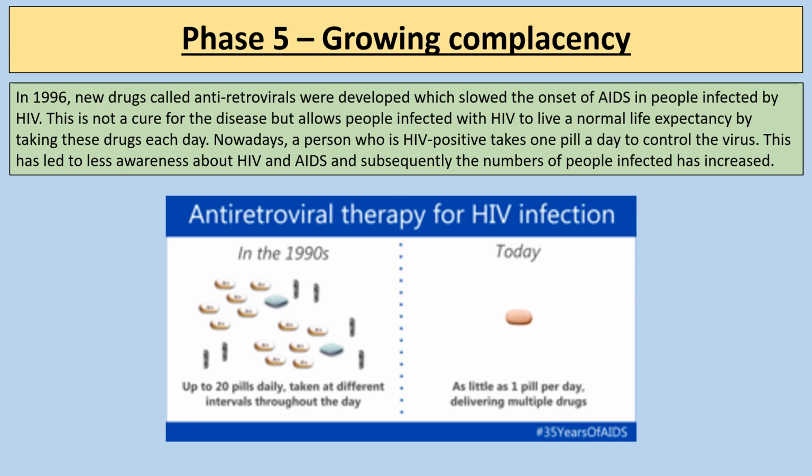The drugs have become simpler through time. So in the 1990s, people were taking up to 20 pills a day at different intervals. Now, as little as one pill per day can deliver those multiple drugs at the same time. This has led to less awareness about HIV and AIDS, and subsequently the number of people infected has increased.